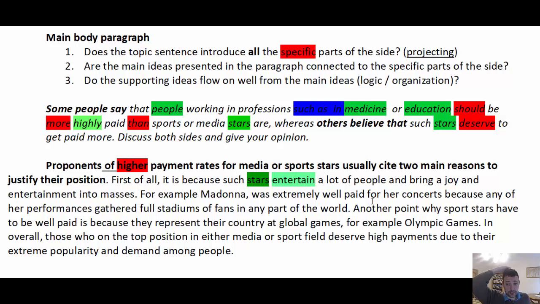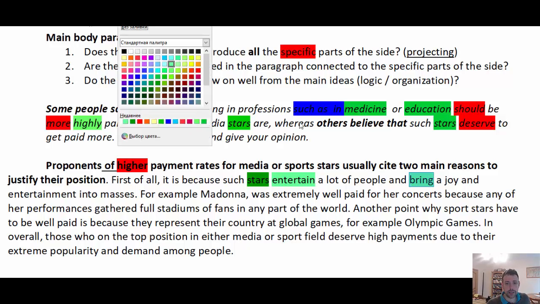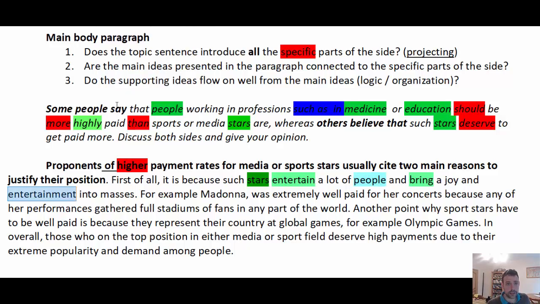They entertain a lot of people. And the next thing they do is they bring joy and entertainment. And maybe in blue, they entertain what? They entertain a lot of people. And they bring a lot of joy and entertainment. So, I think this is a good way. Just look at the actor, or the subject in traditional grammar, the action or verb, the actor, the action, and then the actee, or the object. And if they're the same as in the exam task, then you're talking about the topic.